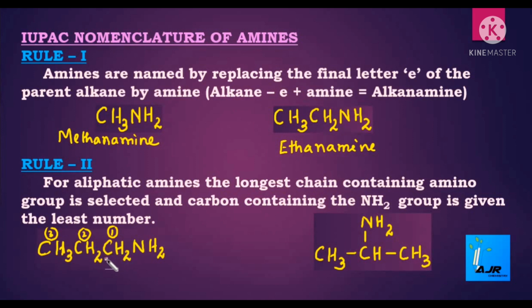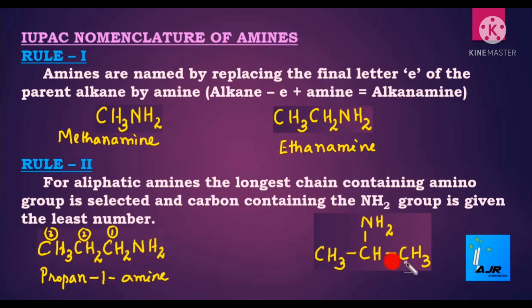So what could be the name? Propan. How will you write? Propan. We should remove letter E, is it not? We should fix the position of the amino group. It is in the first position, is it not? Propan-1-amine. Understood? So this is the name of the compound. Since the amino group is present in the first carbon, we are fixing the position. So propan, we have removed the letter E, and now we have added the position and amine.